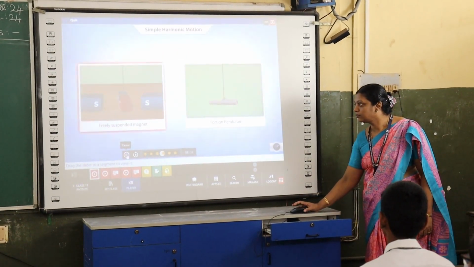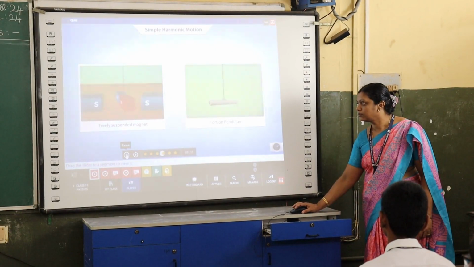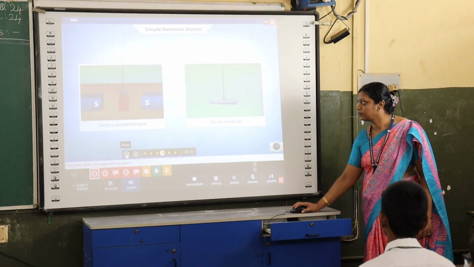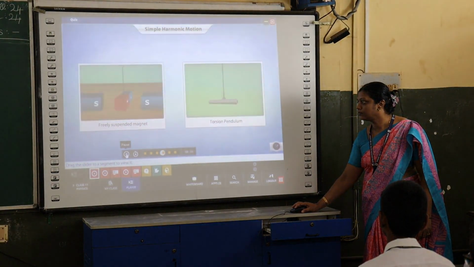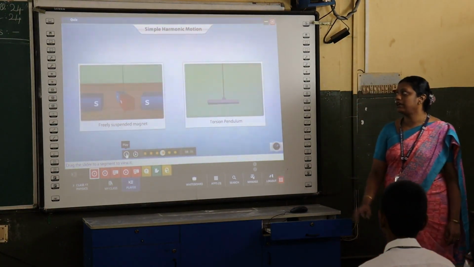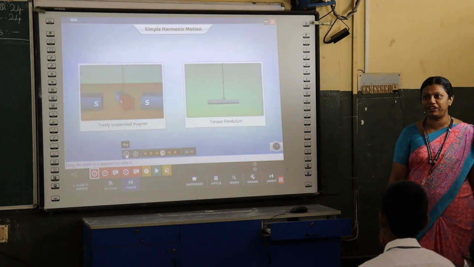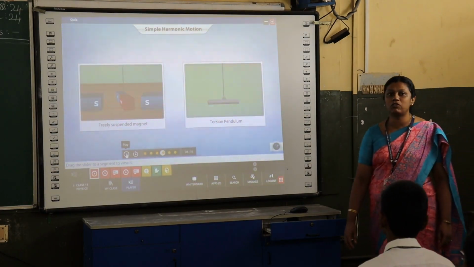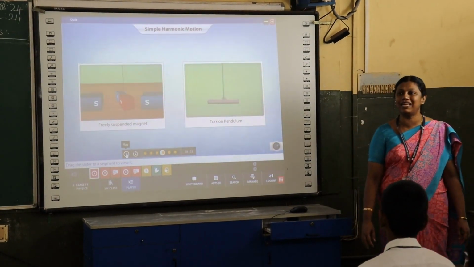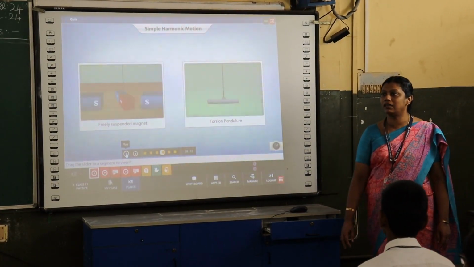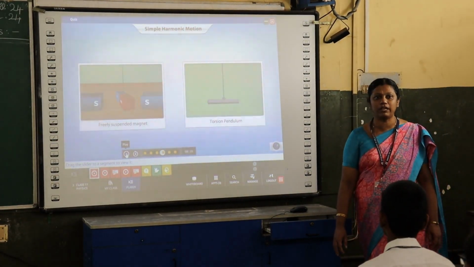Observe a freely suspended magnet placed in a uniform magnetic field and oscillations of a torsion pendulum. Now, we have seen the simple harmonic motion definition, right? And simple harmonic motions are of two types: one is linear harmonic motion, another one is angular harmonic motion.